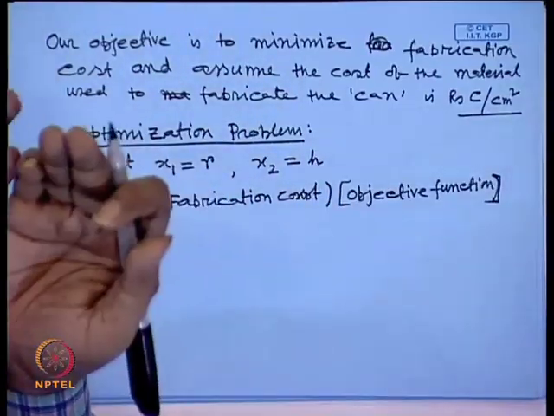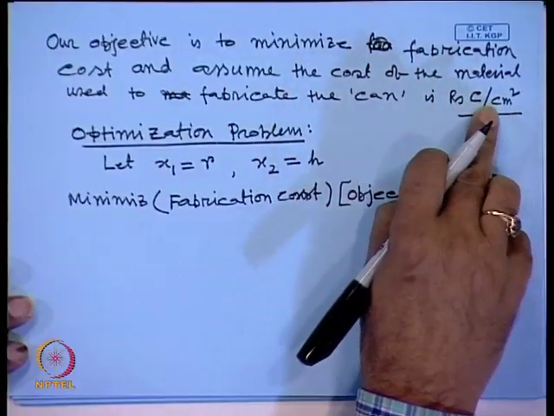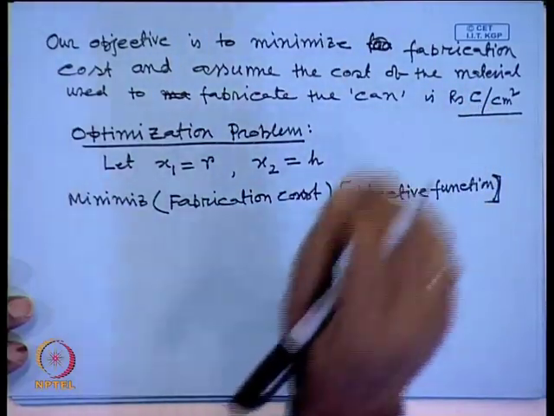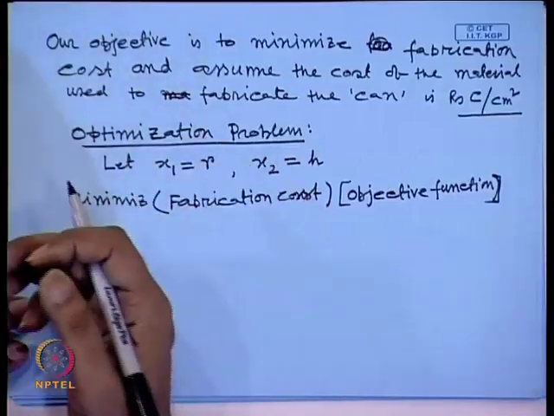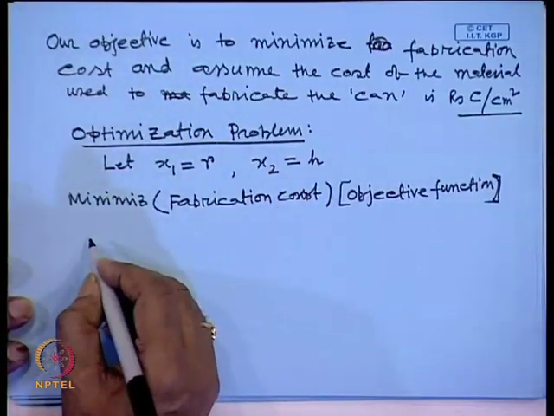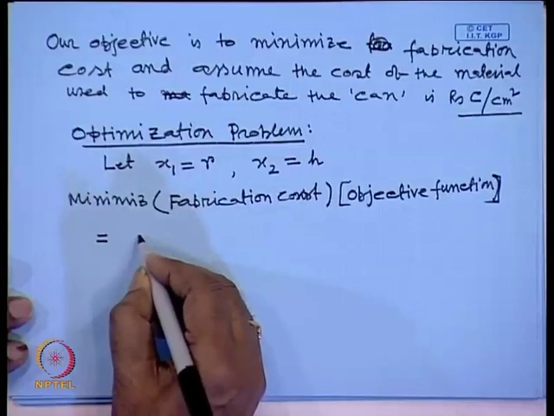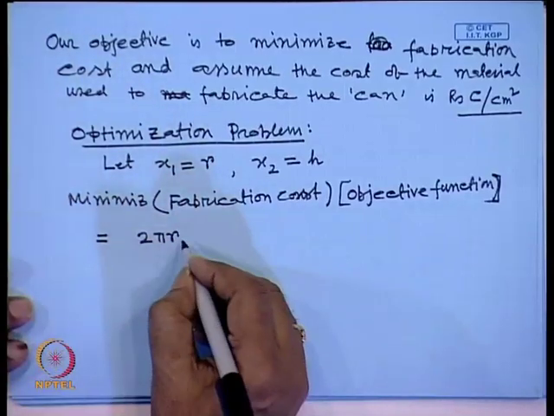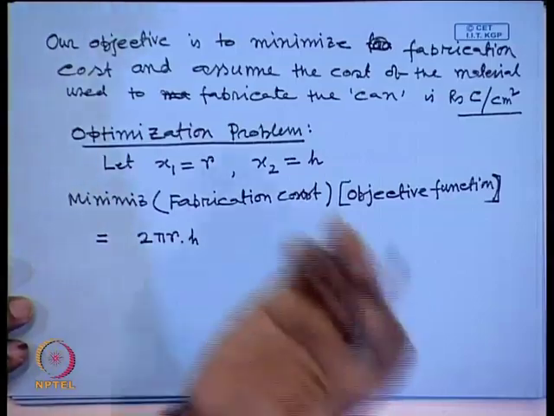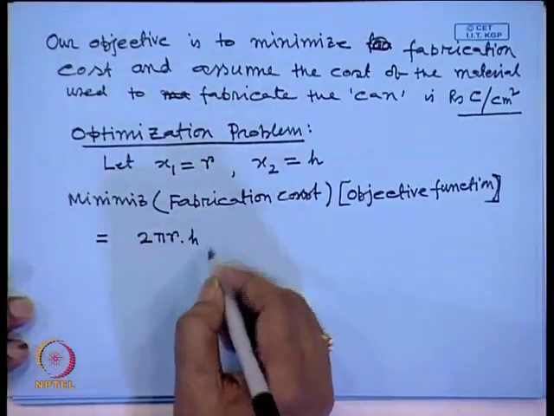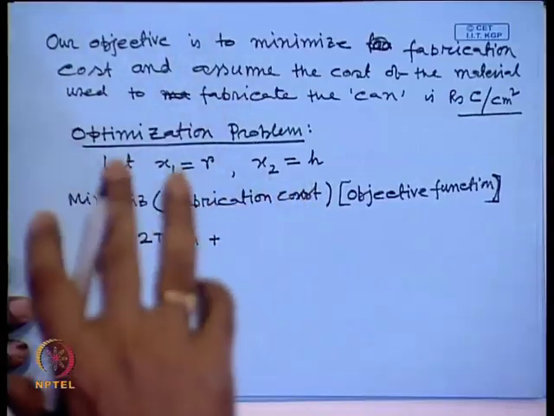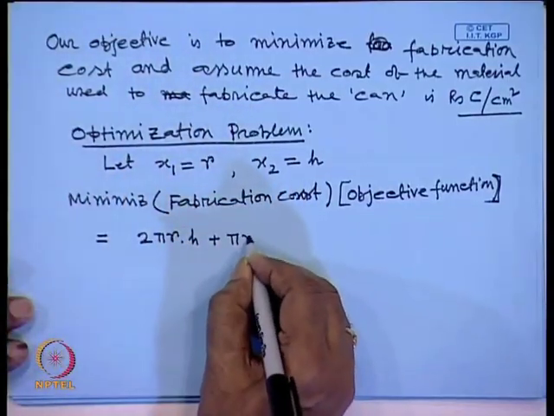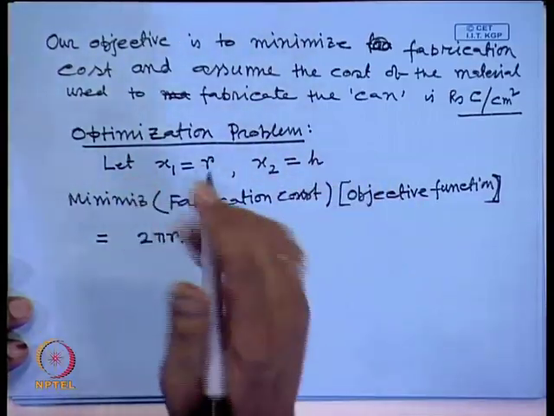The circumference of the can, which we assume is circular, agree? We are assuming the cost of the material used for fabrication for a fixed thickness is given, and with this sheet we are fabricating the can. So, what is our cost involved? First is twice pi r, the circumference, multiplied by height. This is the material used for covering the circumference of the can, plus the bottom and top. Since it is circular, it is pi r square, but there are two, so 2 pi r square.